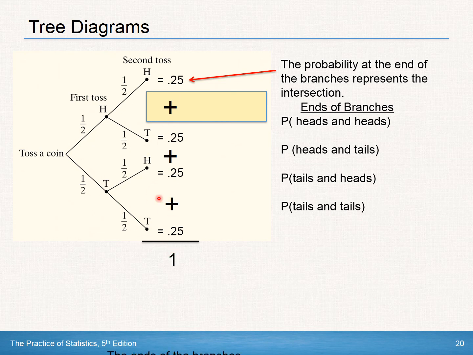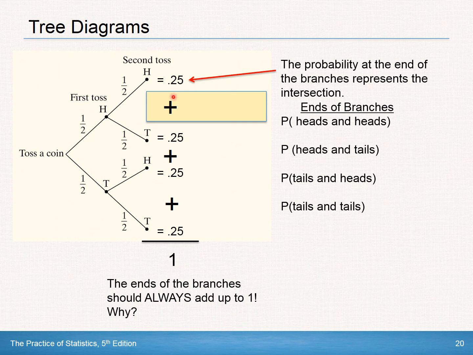Number 1, the probability that all of the events occur is always going to be equal to 1. So the end of your branches should always add up to 1. The reason they add up to 1 is because these are all of the possibilities that could happen with 2 tosses. Notice here, this is 0.25, this adds up to 1. These 2 branches add up to 1, these 2 branches add up to 1, and these 2 branches add up to 1. So keep that in mind.